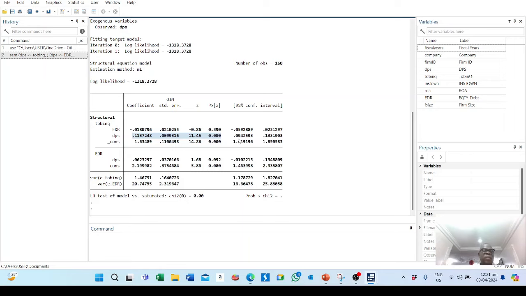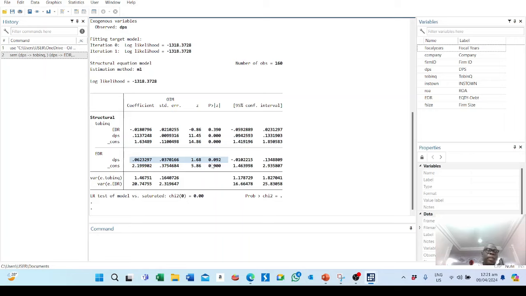So if we move to the second part of the equation, we have the impact of dividend per share on equity to debt ratio. Is this path significant? It has a positive coefficient, but the p-value is greater than 0.05. So at this point, the impact of dividend per share on equity to debt ratio is insignificant. So that's just a summary of this regression table.